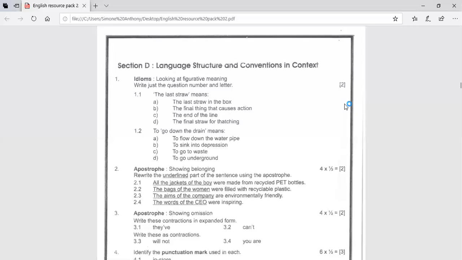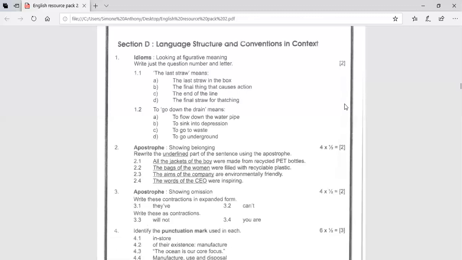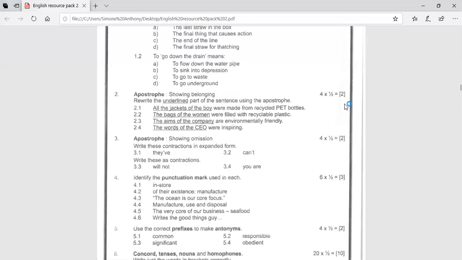If we look at number 2, which focuses on the apostrophe, it tells you that the apostrophe is used to show belonging. So it says rewrite the underlined part of the sentence using the apostrophe. So here the first one, 2.1, all the jackets of the boy were made from the recycled PET bottles. It would change to the boy's jackets were made from recycled PET bottles.